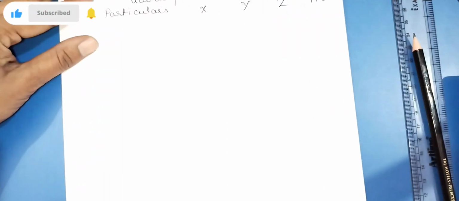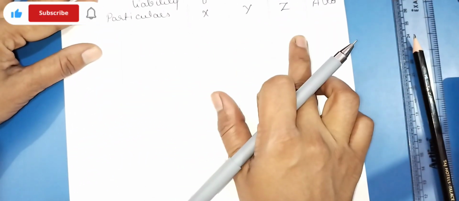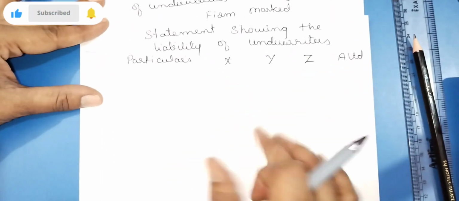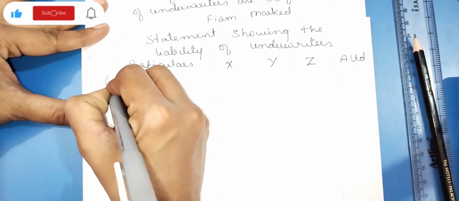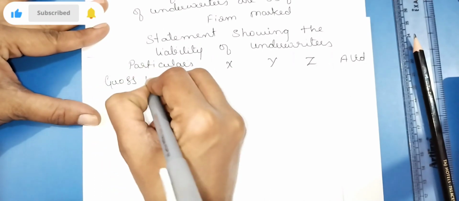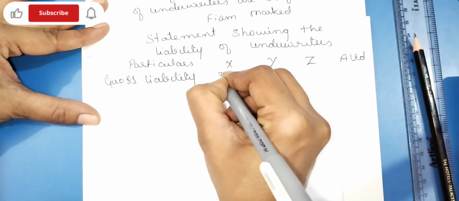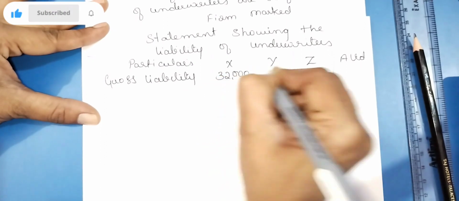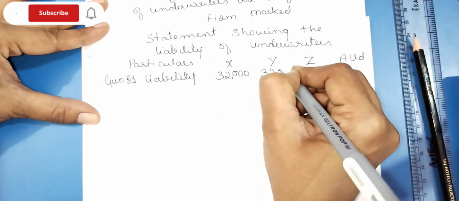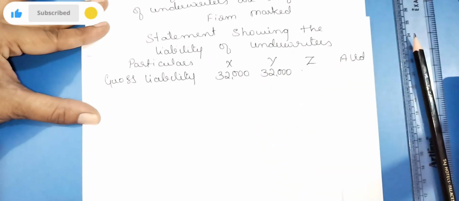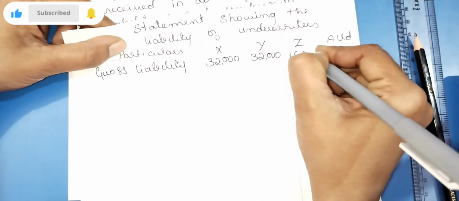Now let us show this in the format. With the help of a statement, showing the liability of underwriters. X, Y, Z and A Limited we have. Now gross liability. Gross liability is 32,000, 32,000. Then we have calculated 16,000, 20,000.